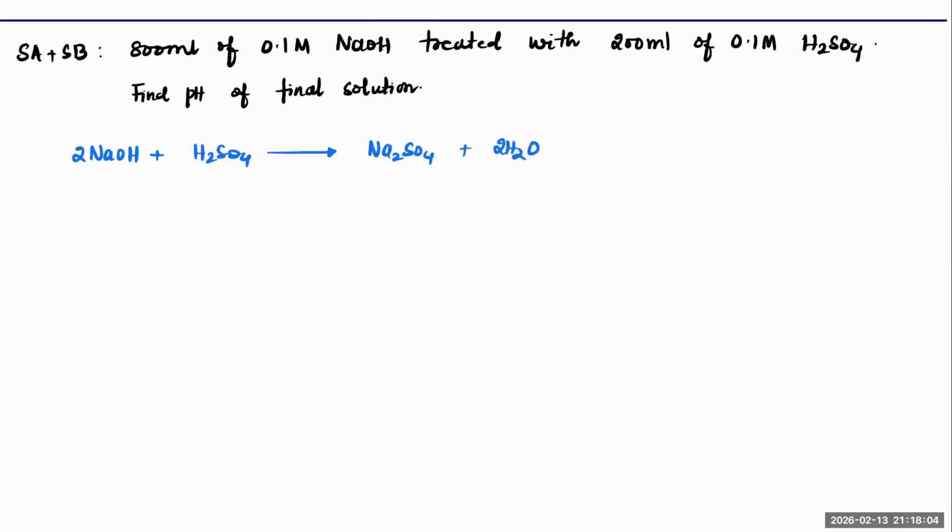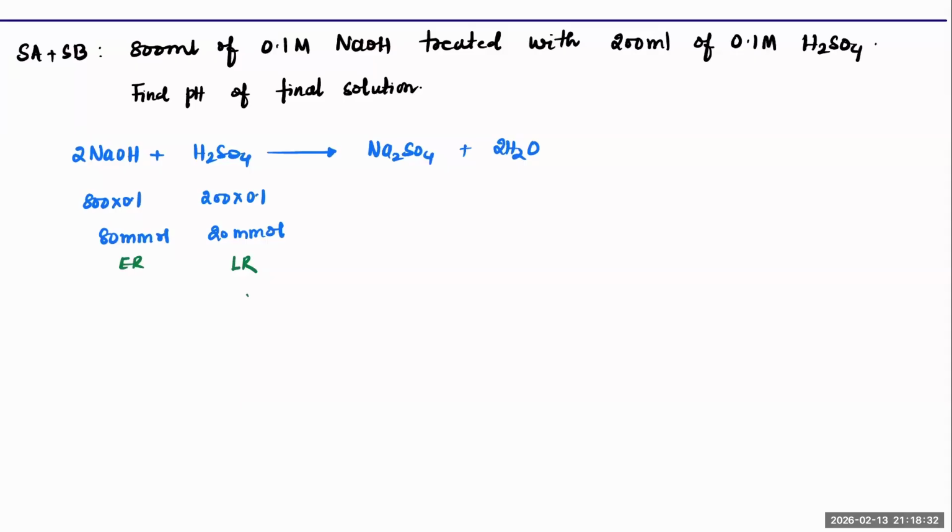And now you can see 800 into 0.1 are the number of millimoles. So I got 80 millimoles. Here we have 200 into 0.1, which makes it 20 millimoles. I already kept a balanced equation. You can see for every 2 moles, 1 mole is required. For 80, you require 40, but 20 is given, which means this will become a limiting reagent. This is the excess reagent.